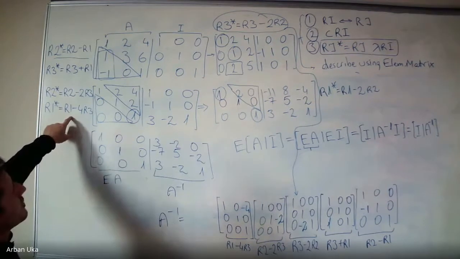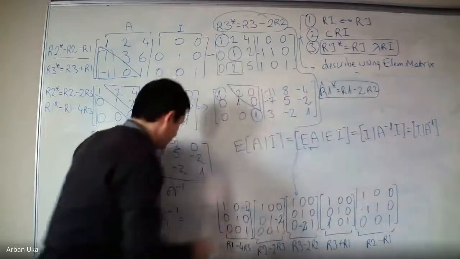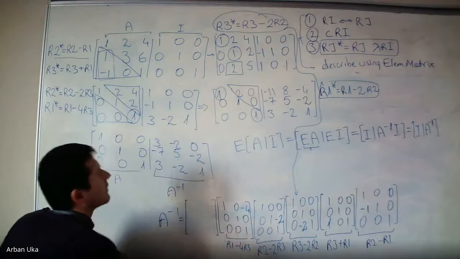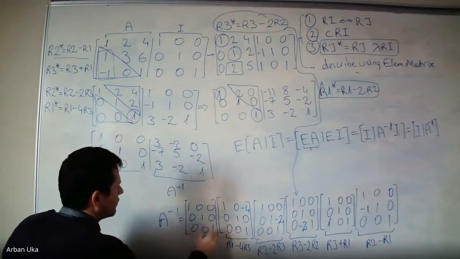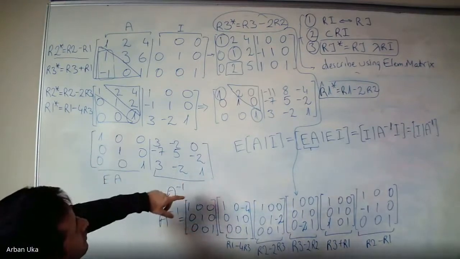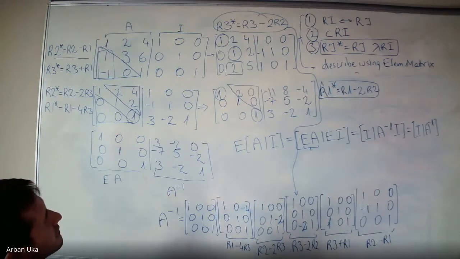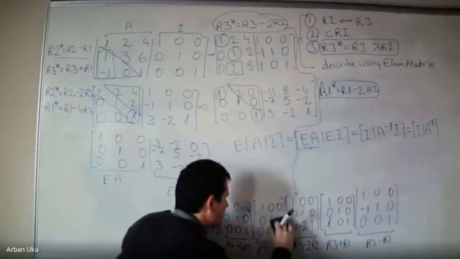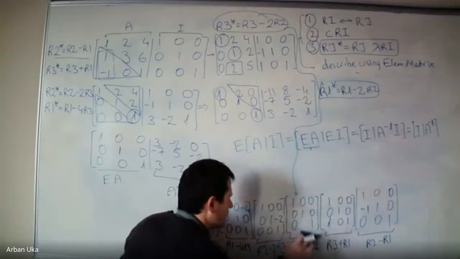Then after this operation, what was the next one? We did row 1 minus 2 row 2. So this is 1 0 0, 0 1 0, 0 0 1. So row 1 minus 2 row 2. How should we change this? 1 minus 2 0. Okay. And this is, let's write this a little better. This is minus 2. And this is also minus 2. It was good, but okay.